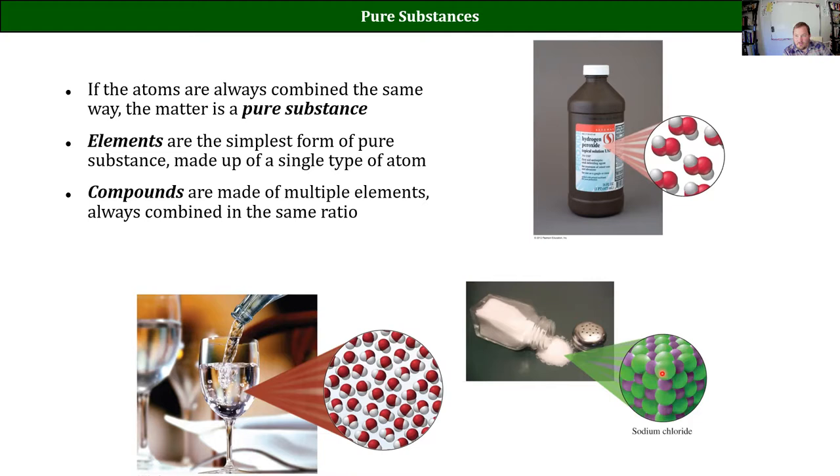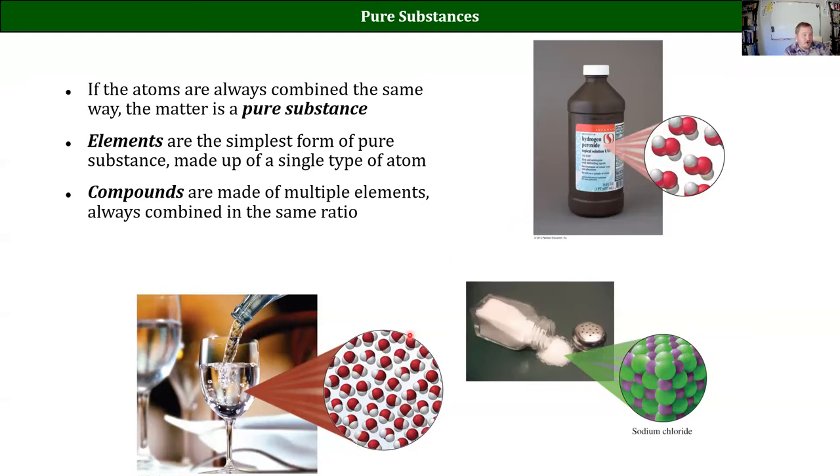Table salt's another good example. Table salt is sodium chloride, which is a sodium with a plus charge and a chlorine with a negative charge. They're always combined in the same ratio. You always have the exact same number of chlorides as sodiums within sig figs. And hydrogen peroxide is another example. It's also just hydrogen and oxygen, but combined in a one-to-one ratio, or rather a two-to-two ratio. For every two hydrogens, you get two oxygens instead of water.